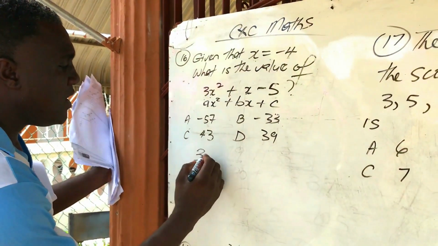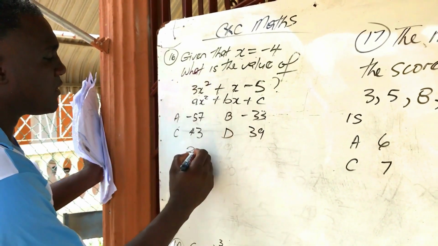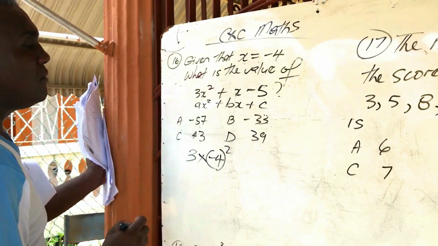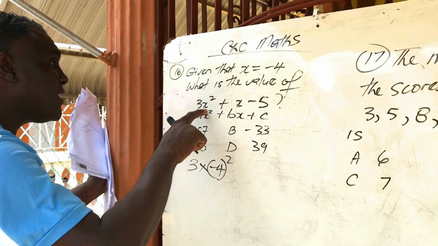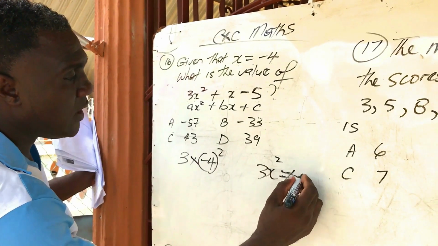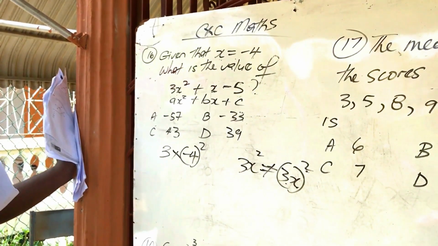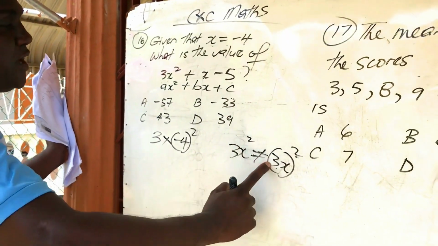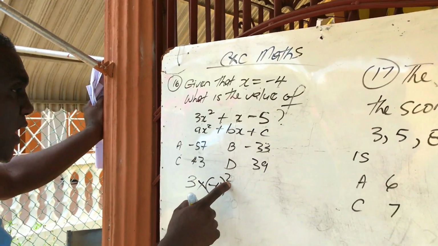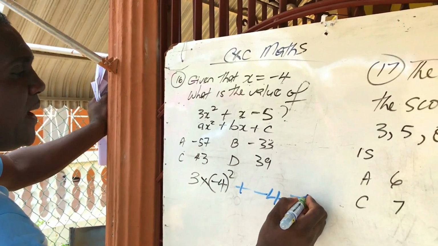So what we are going to do is to substitute -4 into this expression. So you write 3x squared. No, 3x squared means 3 times x squared. So it's times x, but x is now -4 squared. So it is not 3x squared, because 3x squared is not equal to 3x all squared, where you would have to multiply 3 to the value of x, then square the product. We have 3 times -4 squared plus x, which is -4, minus 5.